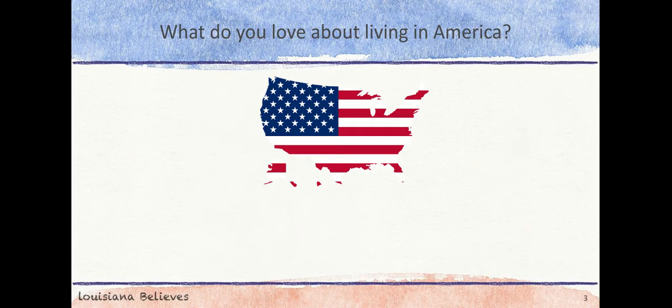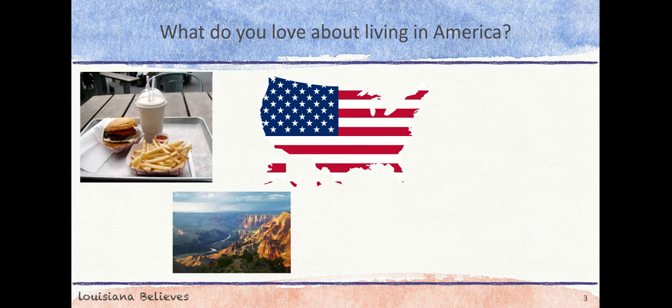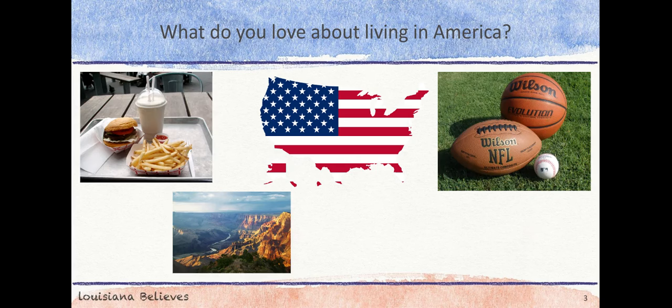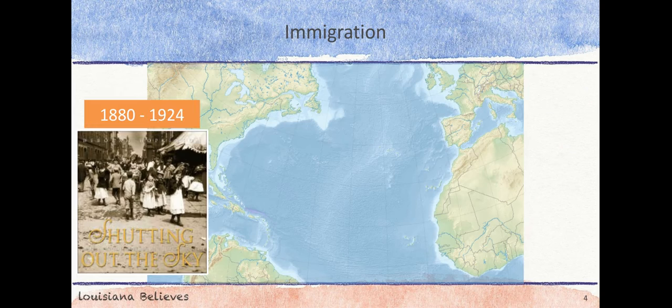What do you love about living in the United States? The delicious food? The amazing places to visit? The awesome sports? People have been moving to America from many other countries for centuries and for a lot of different reasons. Shutting Out the Sky tells the stories of immigrants who came to the United States between 1880 and 1924. During that time, the population of our country doubled due to immigration.